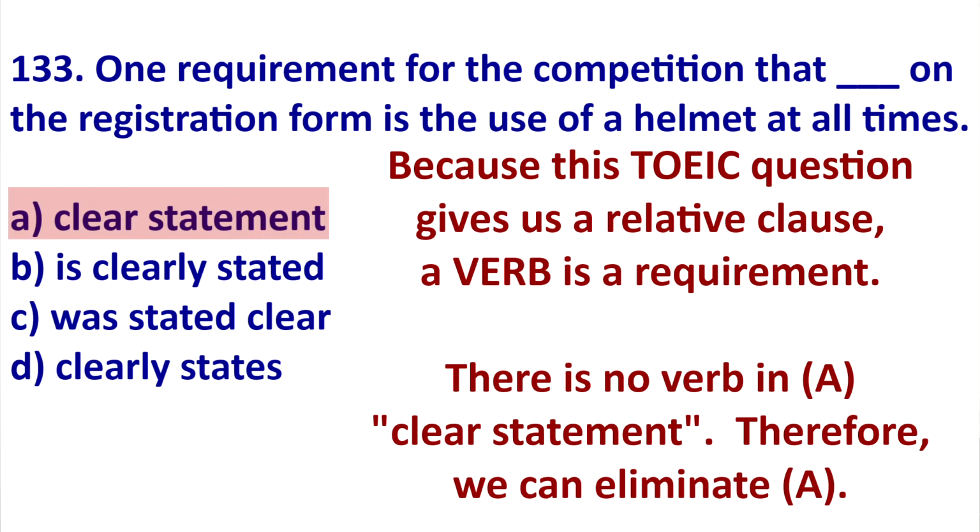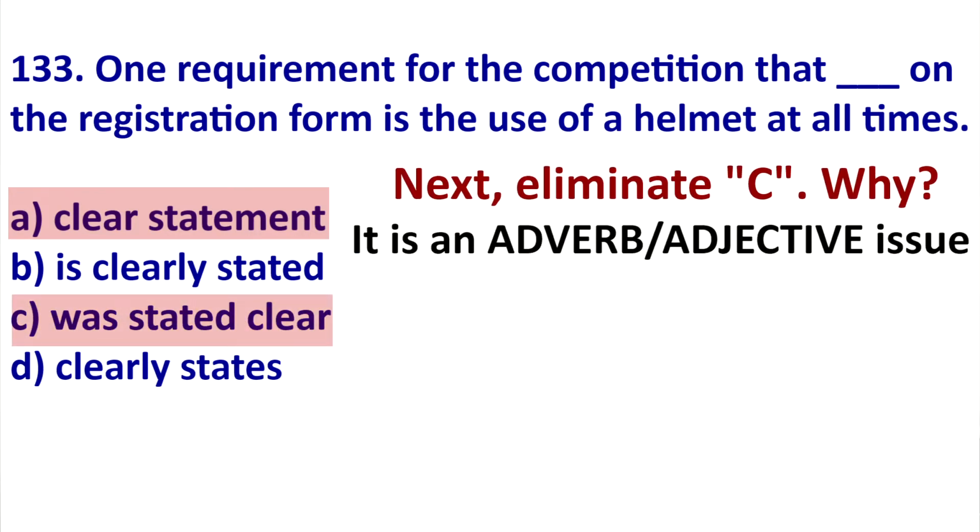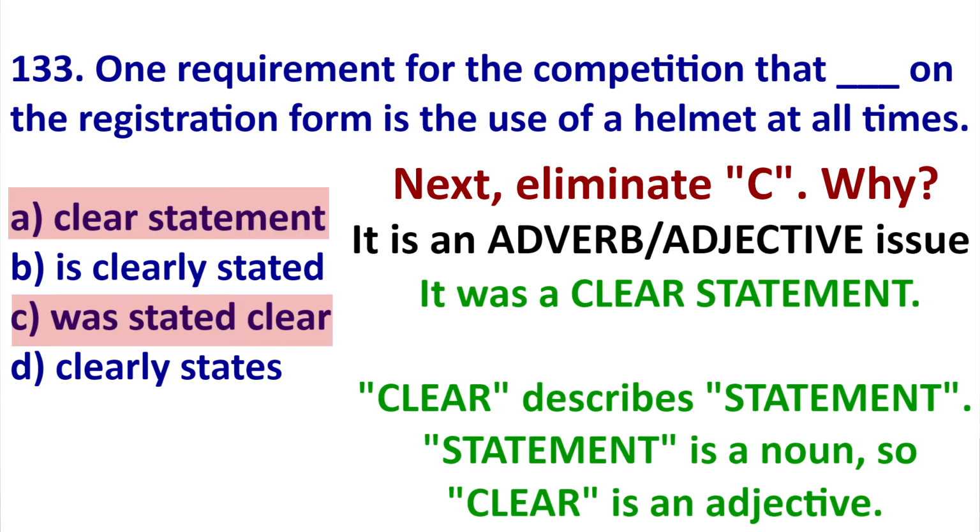Clear statement is a noun. For example, he made a clear statement. So we know we need a verb, so let's eliminate A. Next, eliminate D. Why? Well, the main reason is simple. Adverbs versus adjectives. It was a clear statement. Here, clear is describing statement. It is an adjective. It is describing a noun.